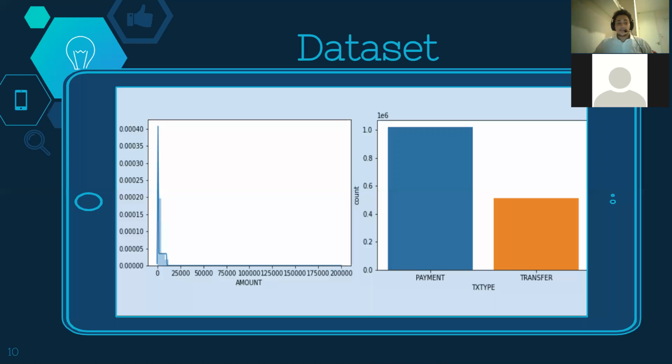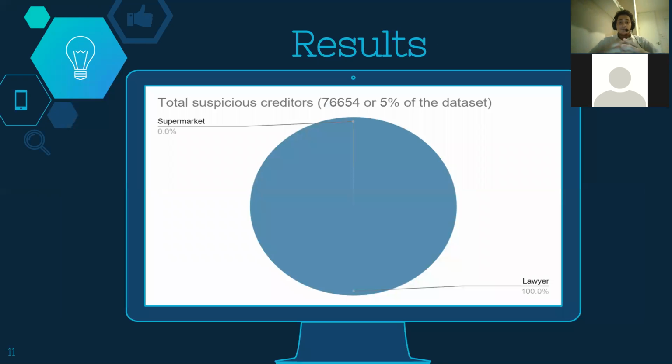So if we look at our data set, we can notice that most amounts that are being sent are in small amounts, while larger amounts tend to be very rare, while most of our transactions are payments rather than being transfers. Now, using our Renomaly, we found that most suspicious activities come from creditors who are lawyers, and this confirms our earlier hypotheses, where we said that law firms are one of the main ways by which fraudulent transactions can be handled.